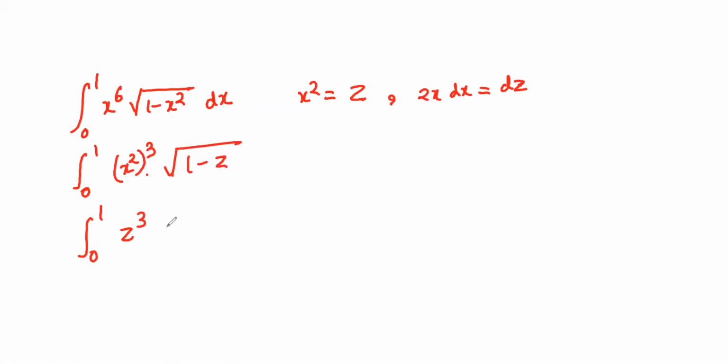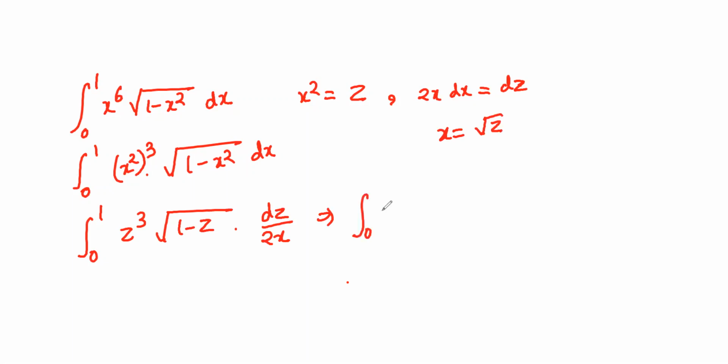But in the same equation I cannot write... So this is x square only, and this is dx. So z cube, under root 1 minus z, and instead of dx I can write dz upon 2x, and x is under root z. So it will be 0 to 1 z cube upon 2, and instead of x I will write z to the power 1 by 2. This is 1 minus z, and this is dz.